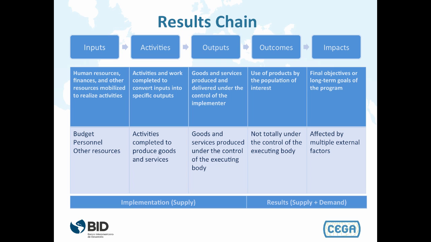For example, inputs might be thought of as the human resources, finances, or other resources mobilized to implement these activities. The activities are tasks and work completed to convert inputs into specific outputs. Outputs are goods and services delivered under control of the implementer. These three could be thought of as the implementation of the program or the policy. These are under control of the implementer. Outcomes would be the use of the products by the population of interest, and impacts would be the final objectives or long-term goals of the program.